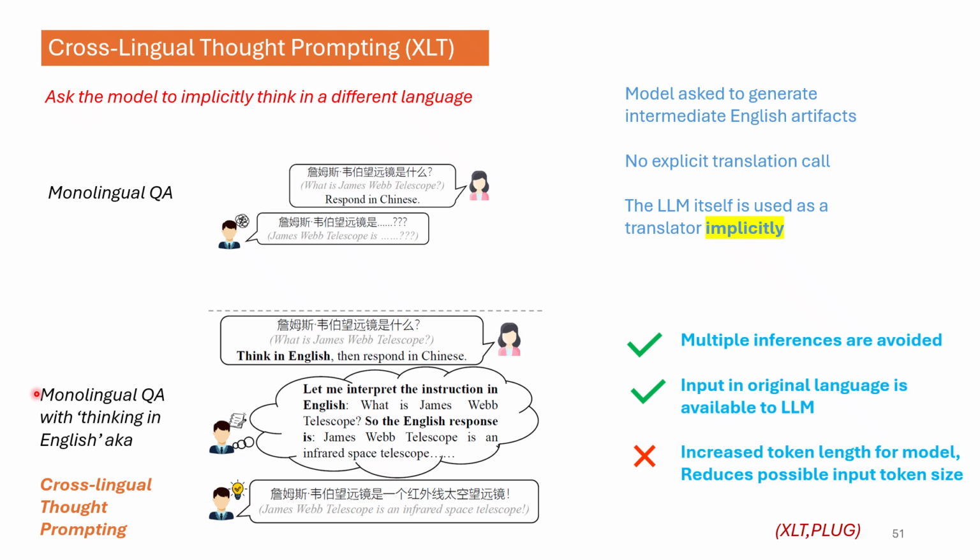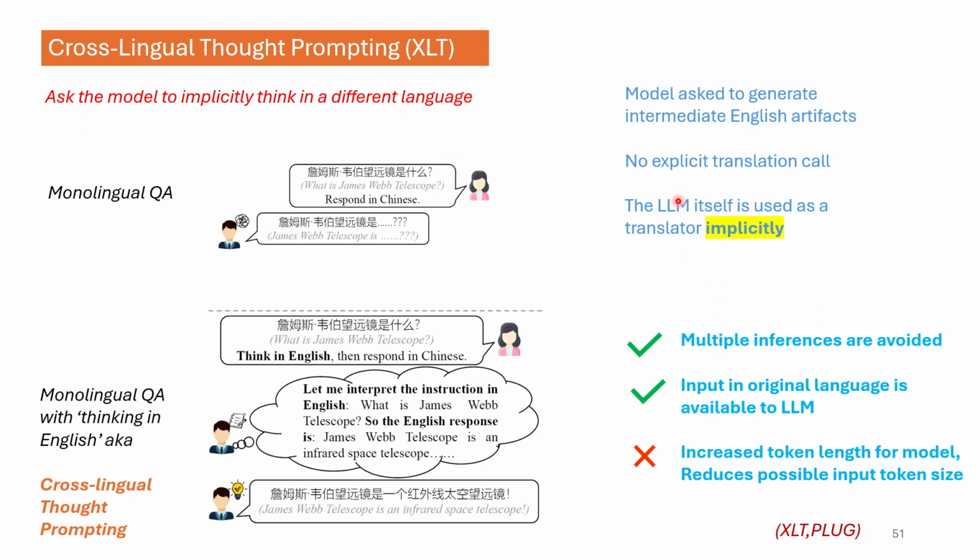Instead of doing that, we now give the input in Chinese, ask the model to think in English and then respond in Chinese. So the model then does the interpretation in English, the chain of thought reasoning in English, and then responds in Chinese. So this is sort of inspired from the chain of thought reasoning, but now the thinking is happening in English, and you ask the model to explicitly do the thinking in English so that the model can then generate the answer better and then generate it in the target language.